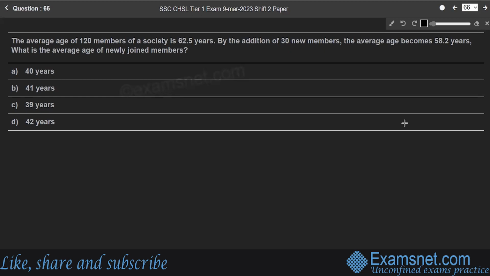Question 66. The average age of 120 members of a society is 62.5 years. By the addition of 30 new members, the average age becomes 58.2 years. What is the average age of newly joined members? Here, students, we use the formula for average age. The general formula is sum of the ages divided by number of members.